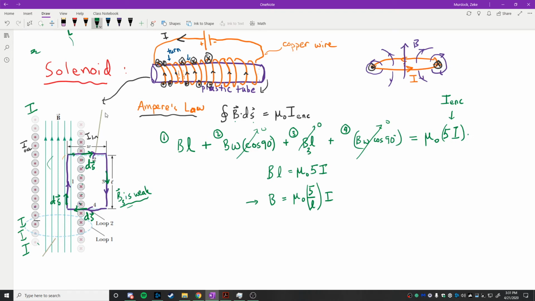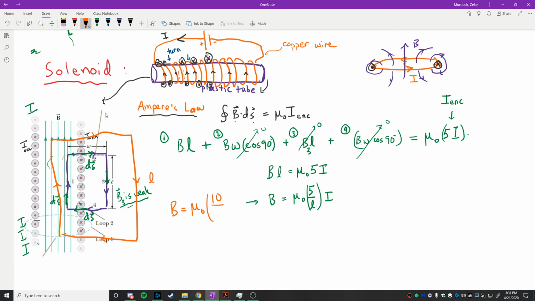Except this 5 in here is very specific to the case that we've chosen. So let's generalize this. What would happen if we had made our loop twice as big, right? So if we had instead chosen a loop that went around, let's say 10 of these. How can I get 10? There's 3 here and there's 2 there. So if I made a loop like this, same direction, what would I have gotten for the orange one? I would have gotten mu naught times 10, but then what happens to the length now?